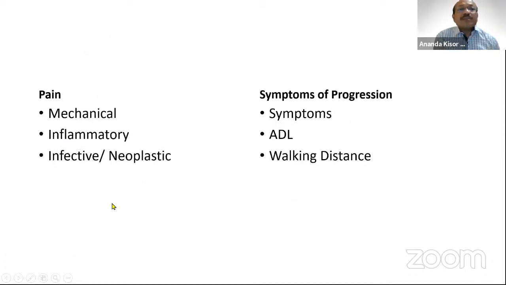Next, this is the pain. This is the most important. We have to categorize the pain. Pain may be mechanical pain, it may be inflammatory pain, or it may be infective or neoplastic pain. There are 2 points: one is the aggravating factor and the other is the relieving factor. If it is a mechanical pain, it is always aggravated with activity and relieved by rest. Whereas the inflammatory is just opposite. So pain may occur during rest.